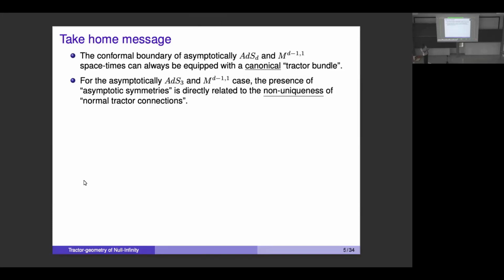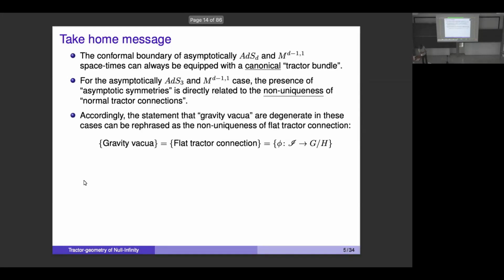And then the presence, in the very specific case of asymptotically AdS3 and asymptotically flat case, of asymptotic symmetries is directly related to the fact that your usual theorem, which says that you have a unique normal Cartan connection, is wrong. You do not have a unique Cartan connection. It's directly related to this asymptotic symmetry. So the usual facts in conformal geometry fail.